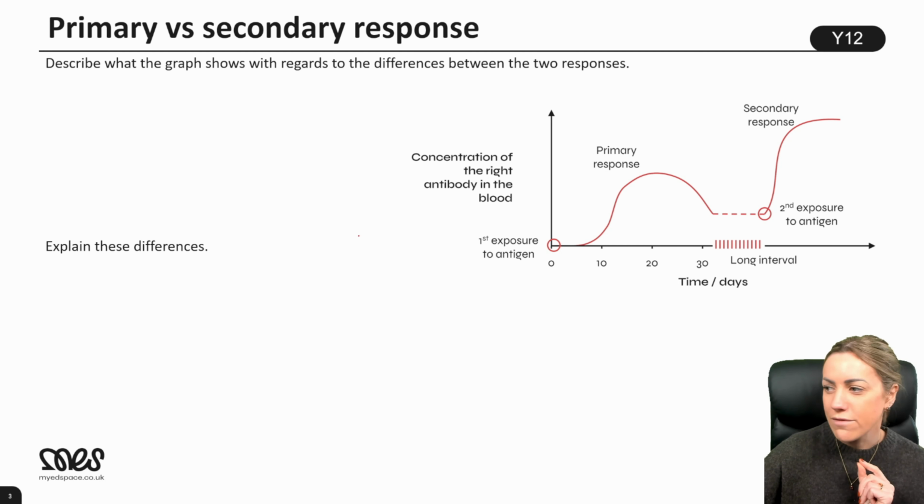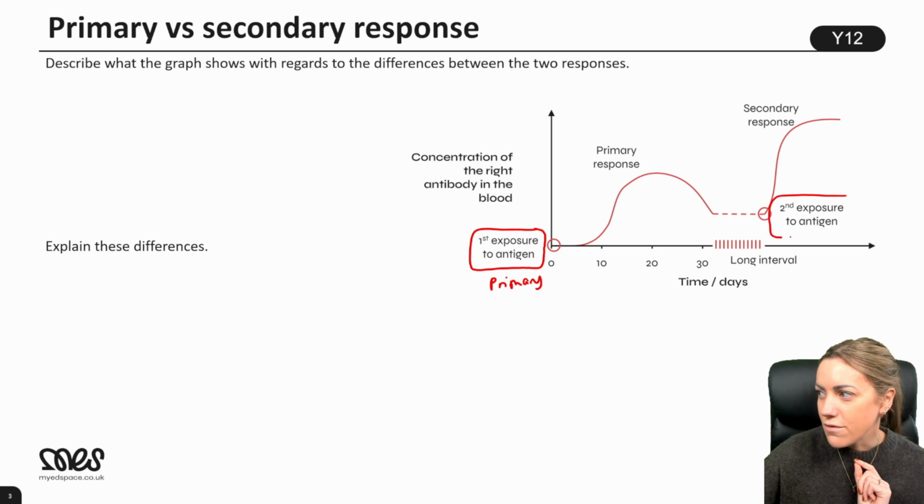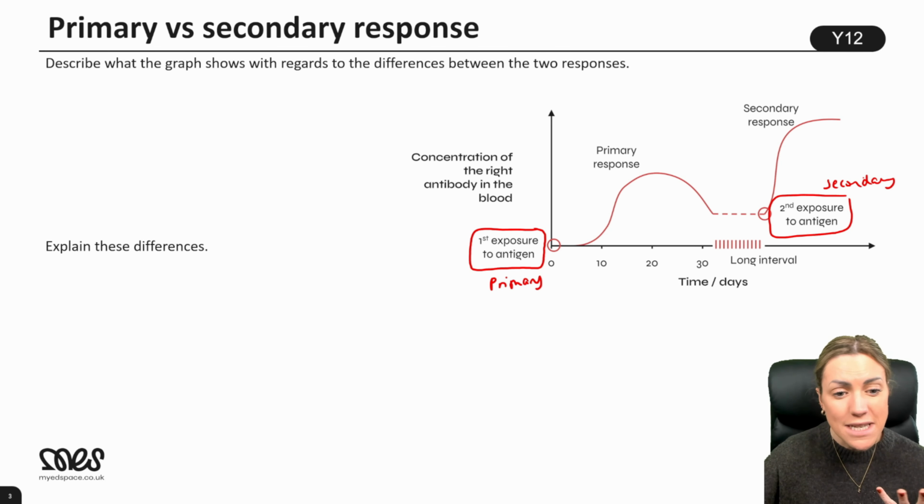Now, the primary immune response occurs on the first exposure to the antigen. So that would be described as the primary immune response. The secondary immune response occurs on the second exposure to that antigen. So for example, your primary immune response might just be the first time you're infected with that virus. The second response might occur the second time you're infected with that virus. Or the primary immune response might occur when you have a vaccination, and then the secondary immune response might occur when you actually get infected a few years after you've had that vaccination.